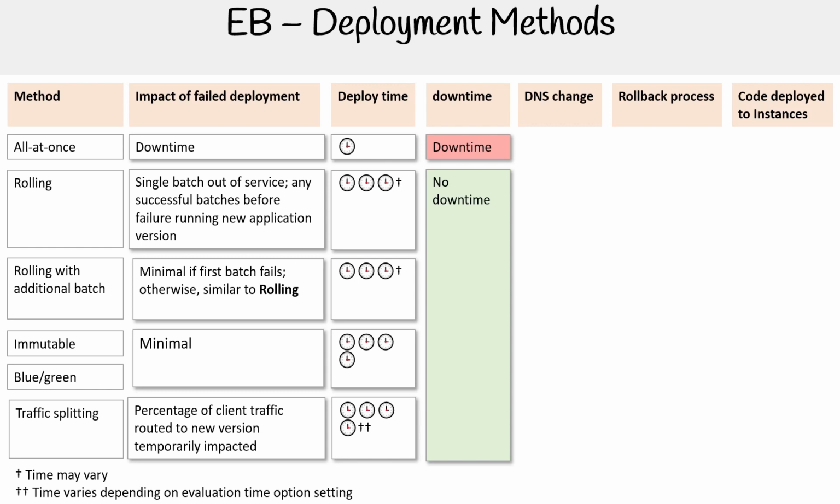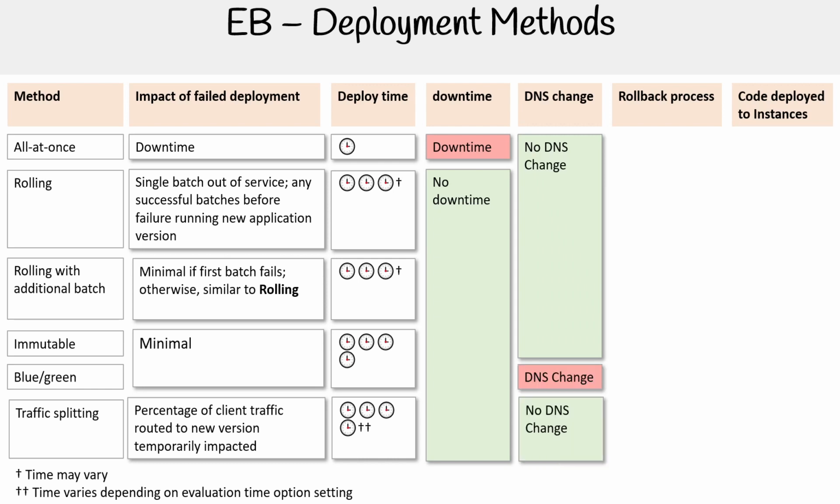Now we have DNS change. That's where you have a DNS record and you switch it over. For basically all of these, there's no DNS changeover. For blue-green, there is. And for traffic splitting, there isn't. So blue-green is very much reliant on the Route 53 level to switch things over from load balancer to load balancer. So that's obvious why there'd be a DNS change.